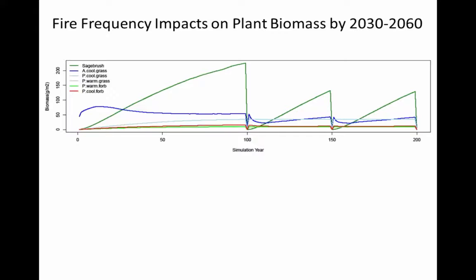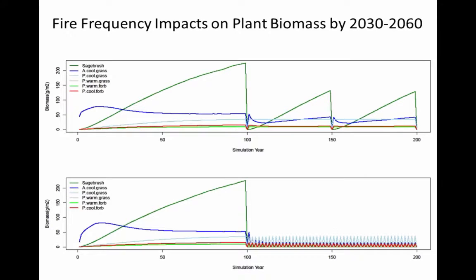And so what you can see is that at year 100, we have a mortality event, a fire happened, and then we have recovery of plants thereafter. And this top panel is a fire frequency of 50 years. So you can see that if fire continues to occur every 50 years, it takes a little bit of time for sagebrush to recover, but it eventually reaches at least 100 grams in our model. And the community continues to be dominated by sagebrush.